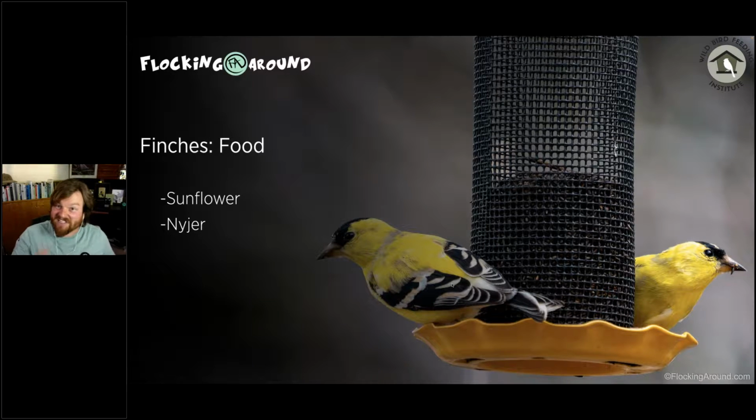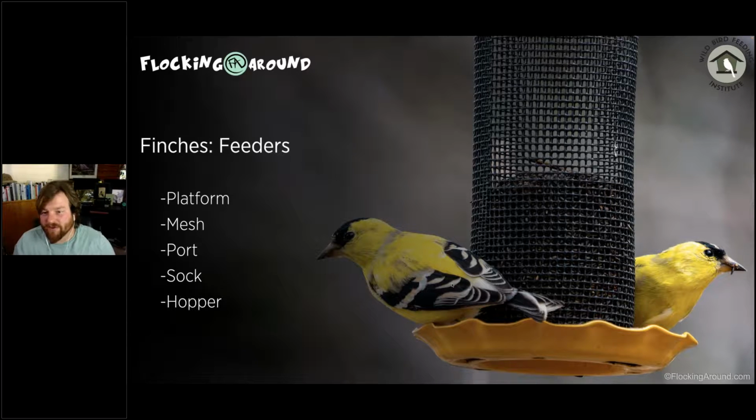But evening grosbeak's got that big honking bill that can crack those seeds open pretty easy. So it's going to depend upon the species. But if you put those two out, sunflower, Niger, or just a generalized finch food will attract the smaller finches. Sunflower will attract the larger finches. Just about any type of feeder that can hold those foods, those birds will utilize.